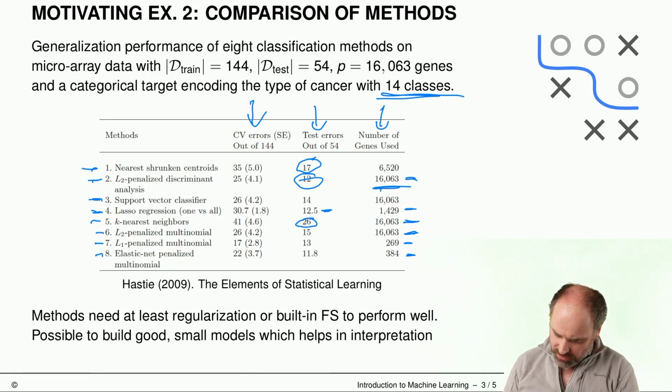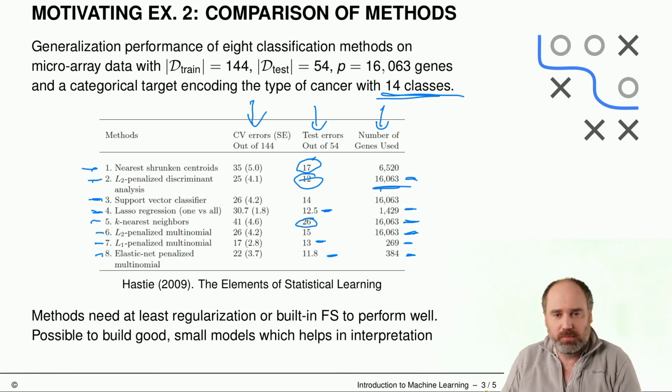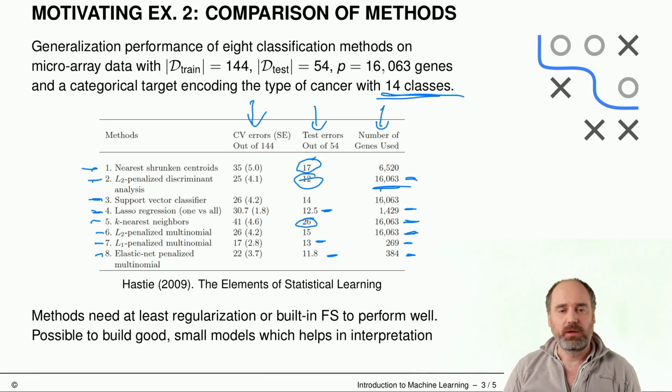We have the lasso regression with one versus all. We have the L1 penalized multinomial, or the lasso here in the elastic net. And they not only work quite well in terms of test error, but they also give rise to a pretty low dimensional model, which might be much more interpretable.